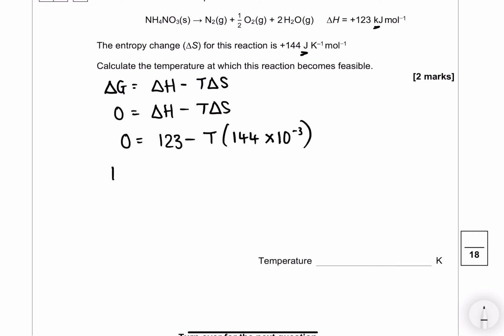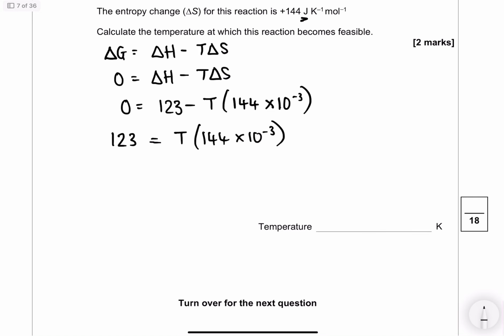So I'm going to add T times 144 times 10 to the minus 3 to both sides. And then I'm going to divide both sides by 144 times 10 to the minus 3. And we get 854 Kelvin. So we just write that on the line. If this had been in degrees C, we would have had to do a conversion at the end.